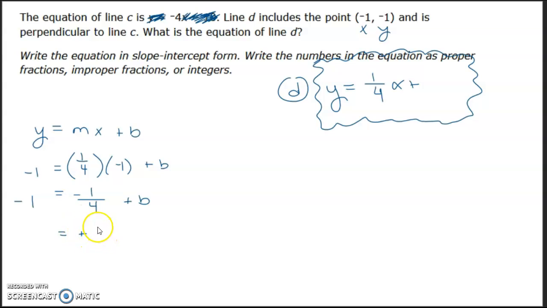So I need to add 1/4, or 0.25, to both sides, and this turns into negative 1 plus 0.25, which is negative 0.75. And that goes here. Sweet.